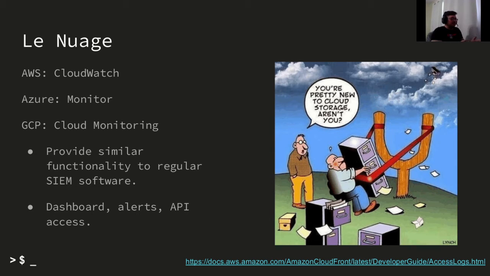So you can go into each one and view event files. If anyone's ever used Event Viewer on Windows, it's kind of similar. You can configure alerts. You can access it through APIs for better automation. They've got good-looking dashboards and whatnot.